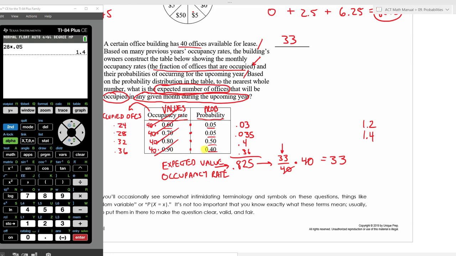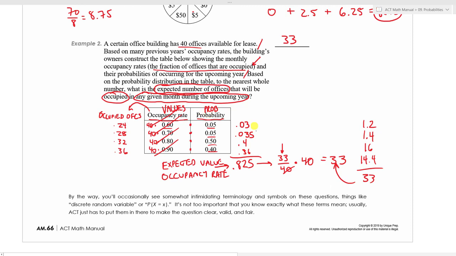Then we do the 32 times the 0.5. That's going to equal 16. You can do that in your calculator if you need to. And then 36 times 0.4. That's going to equal 14.4. And if we add up all of these numbers in our calculator, 1.2 plus 1.4 plus 16 plus 14.4, magically we get the same thing that we got before. We get 33. So again, it's really just a matter of paying attention to what the question is asking.